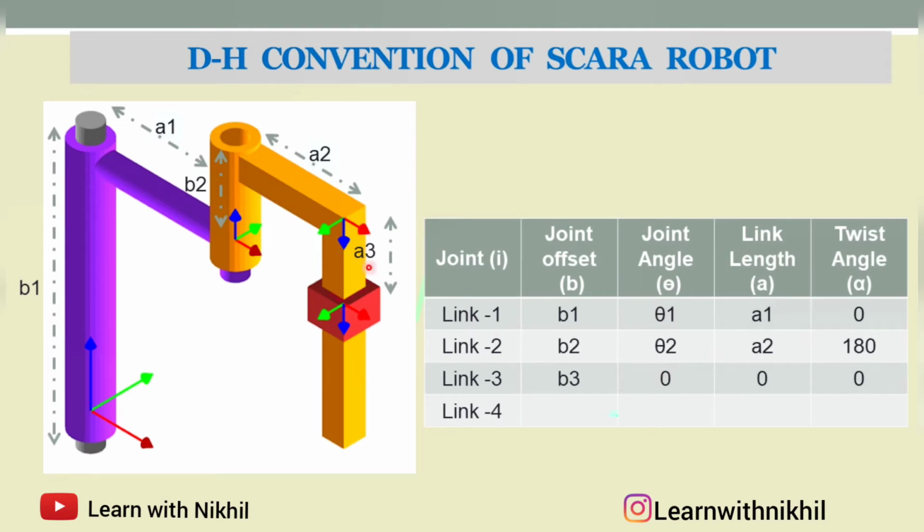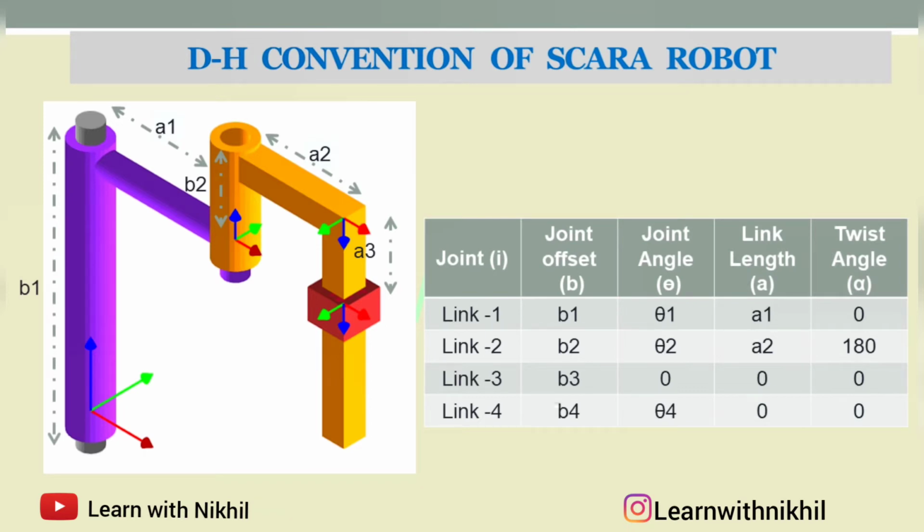Next, for the link length, this is the distance of the link length, that is represented by A, but here there is no link length, so it is considered as 0. Last, the twist angle. Here you can see this arrow is parallel with this arrow. Both Z axes are parallel to each other and in one line, so the twist angle alpha is 0.